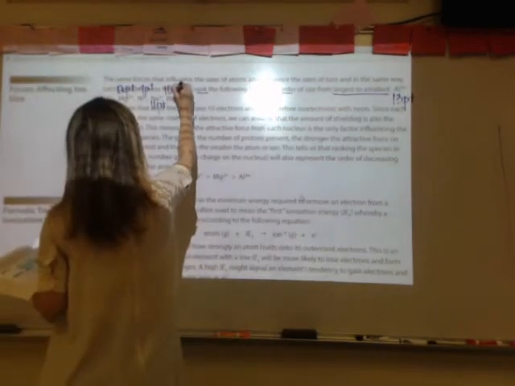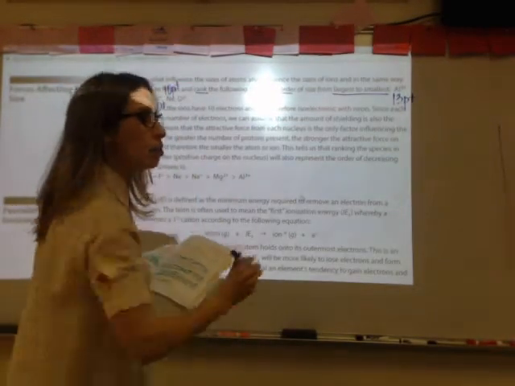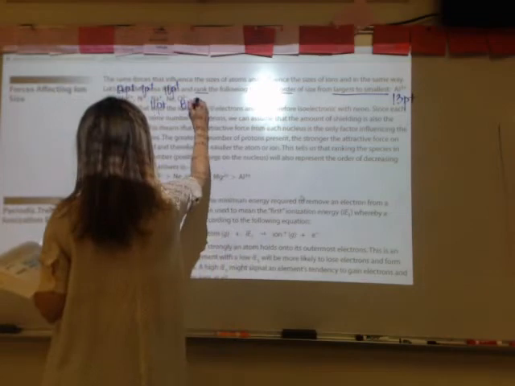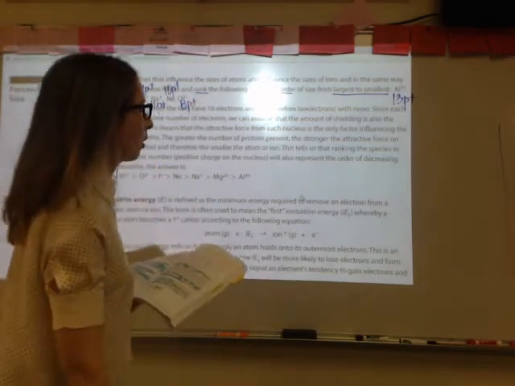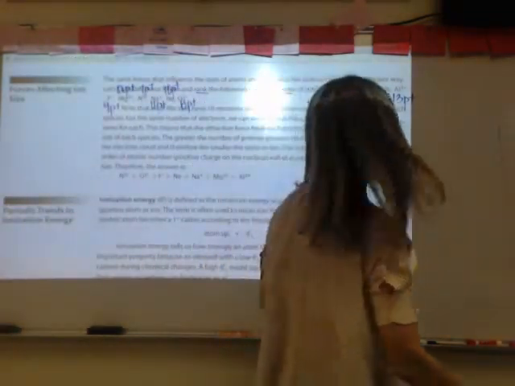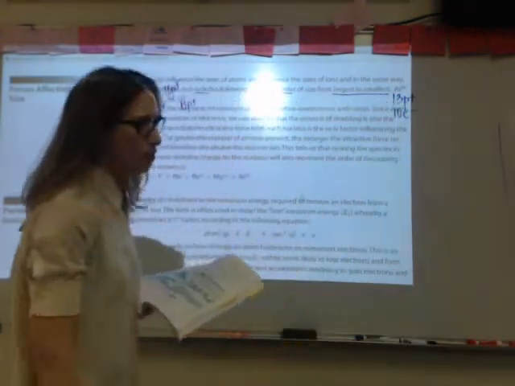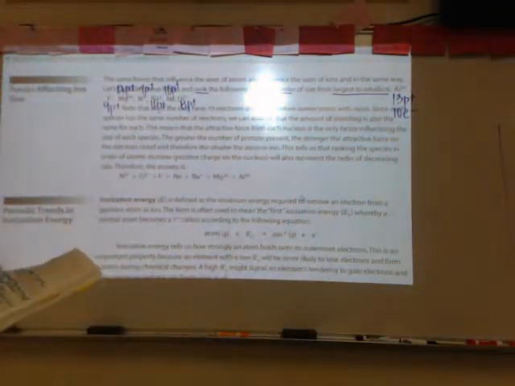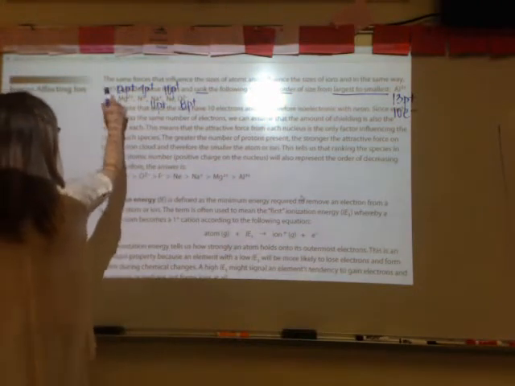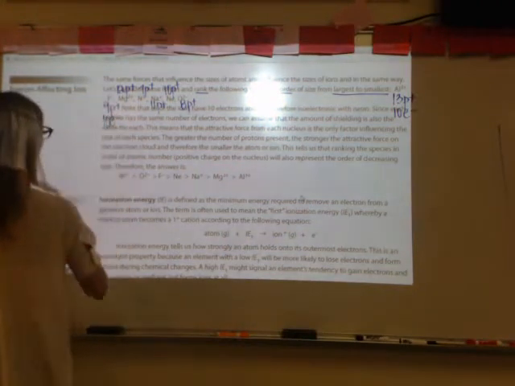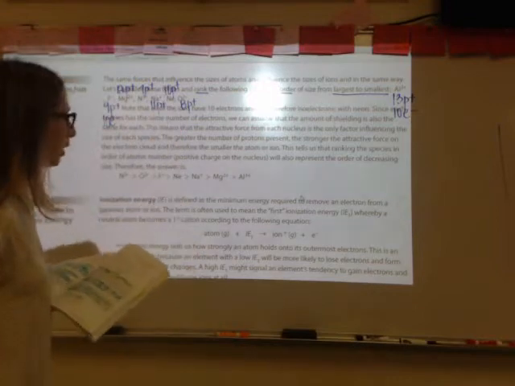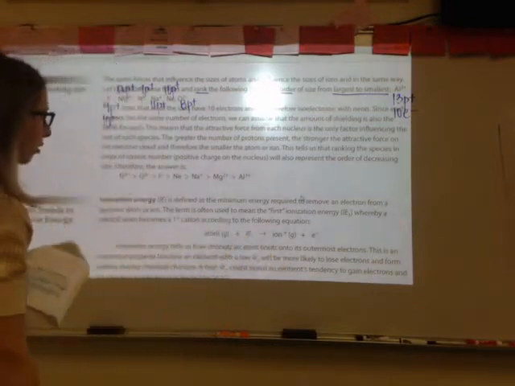Neon has 10, and oxygen has 8. But if I look at the number of electrons, Al normally has 13, but it has a +3 charge, so it has 10 electrons. And if I take a look at fluorine, fluorine normally has 9, but it has a negative charge. That means it also has 10 electrons. If you go back and look at all of the ions, they all have 10 electrons.